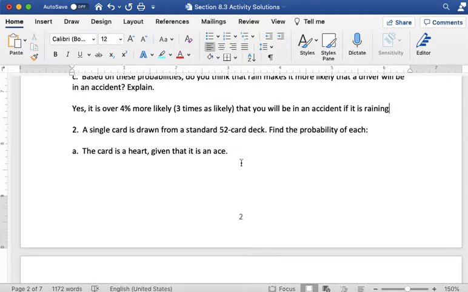Question 2. A single card is drawn from a standard 52 card deck. Find the probability of each. The card is a heart given that it is an ace. So we're starting with the fact that we have our aces. So we have 4 aces. So that's going to be our total amount that we're starting with. And out of those 4 aces, one of the cards is a heart. So that means my probability is 1/4.